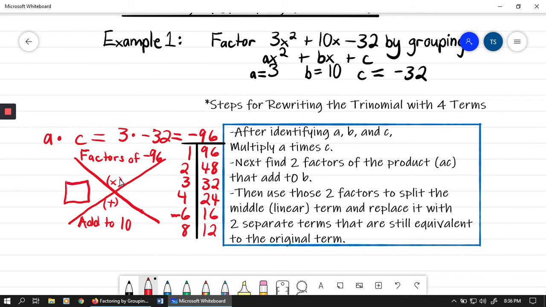So now that we've got these two factors, the negative 6 and the 16, we want to use those two factors to split the middle term. What we mean by that is we're going to replace the middle term with two separate terms that are technically still equivalent to that original linear term, the term that has x to the first power in it.